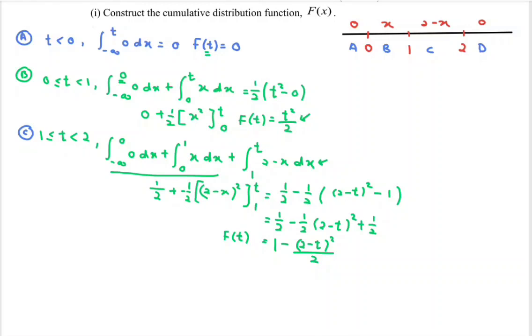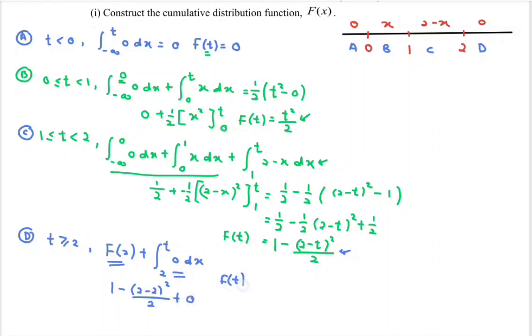For part D, we have the situation t greater than or equal to 2. From here, we can substitute F(2) plus integrate from 2 until t the function 0 dx. Remember, if we substitute F(2) into this part, we will have 1 minus (2 minus 2) squared over 2, and then plus this part, we will have 0. So as a conclusion, F(t) will be equal to 1.